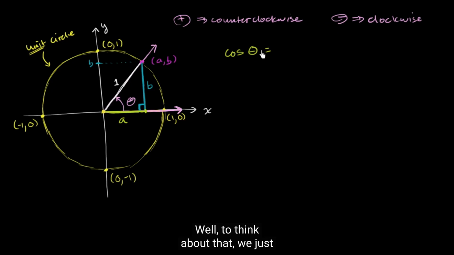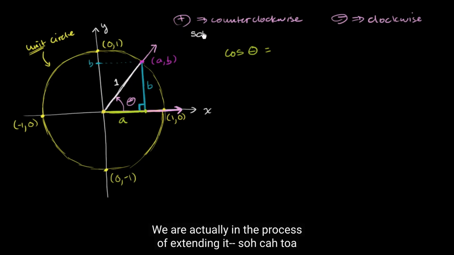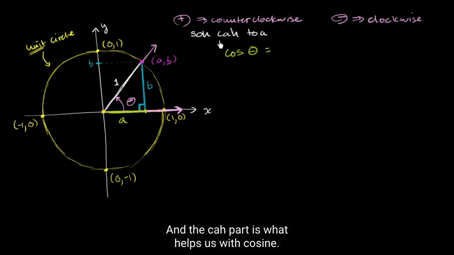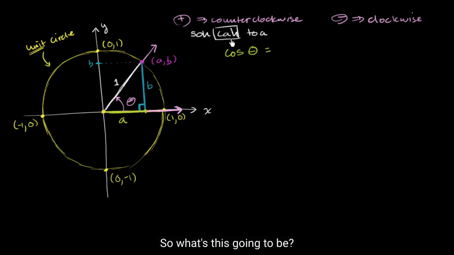Well, to think about that, we just need our SOHCAHTOA definition. That's the only one we have now. We are actually in the process of extending it. SOHCAHTOA definition of trig functions. And the CAH part is what helps us with cosine. It tells us that the cosine of an angle is equal to the length of the adjacent side over the hypotenuse.